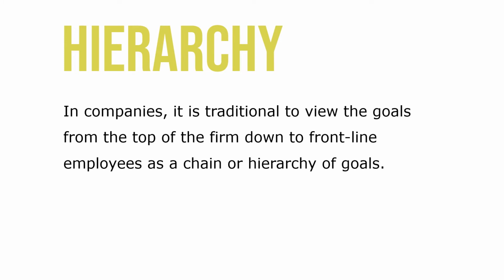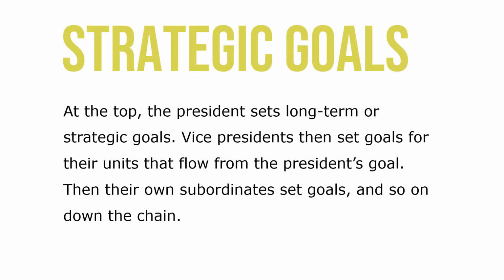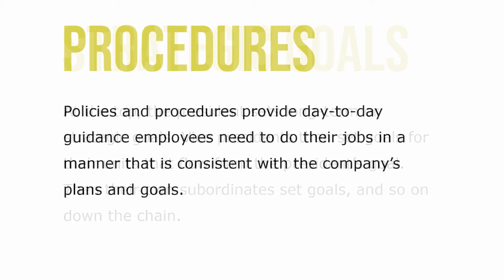In organizations, it's traditional to view the goals from the top of the firm down to frontline employees as a chain or hierarchy of goals. At the top, the president sets long-term or strategic goals. Vice presidents then set goals for their units that flow from the president's goal. Then their own subordinates set goals, and so on down the chain.